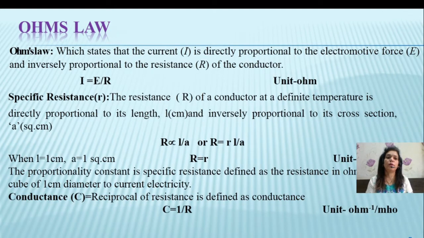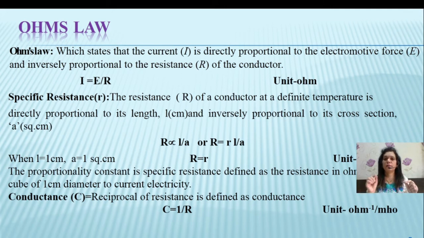Ohm's law states that the current I produced due to the movement of ions is directly proportional to electromotive force and inversely proportional to resistance of a conductor, that is I equal to E upon R, where current is measured in amperes and resistance is measured in the unit ohm. Specific resistance, that is small r. The resistance of a conductor at definite temperature is directly proportional to the length of the conductor and inversely proportional to cross-sectional area, that is capital R is directly proportional to L upon A.